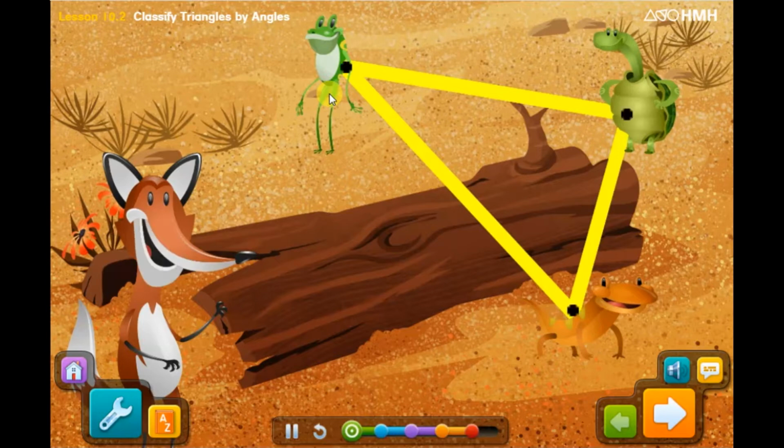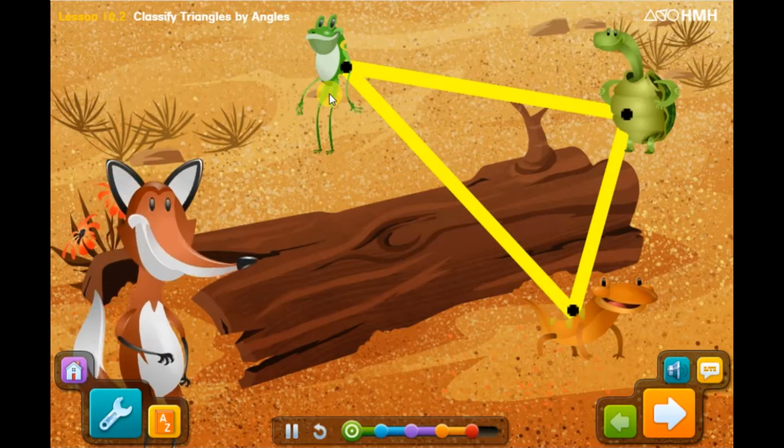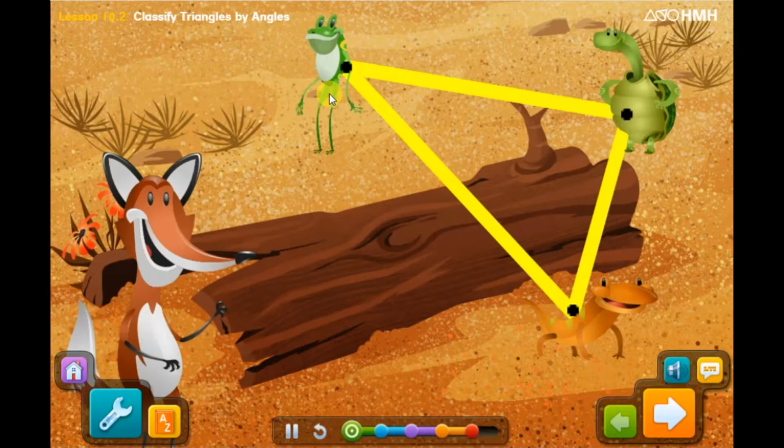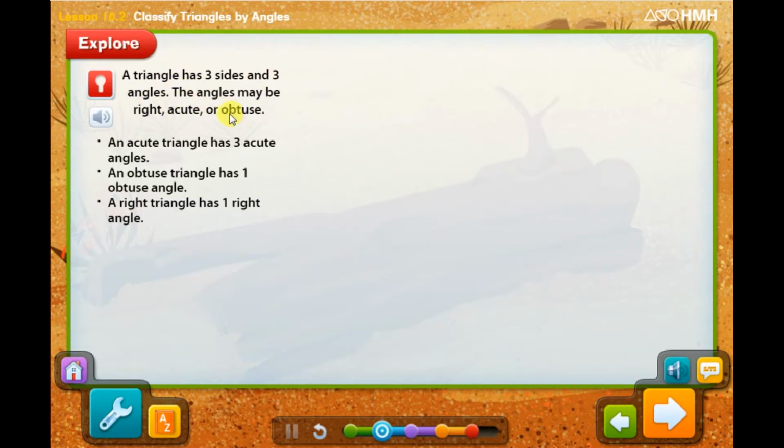So they form a triangle. I wonder if there's a way to classify this triangle. What type of triangle is that? A triangle has 3 sides and 3 angles. The angles may be right, acute, or obtuse. So this is important information.